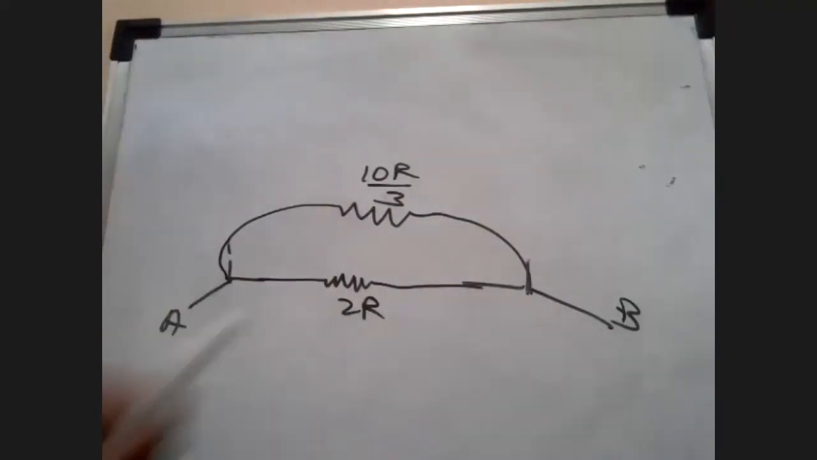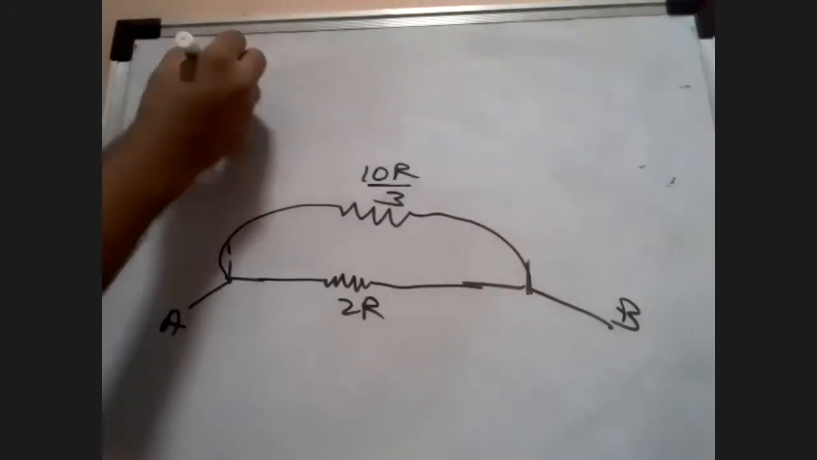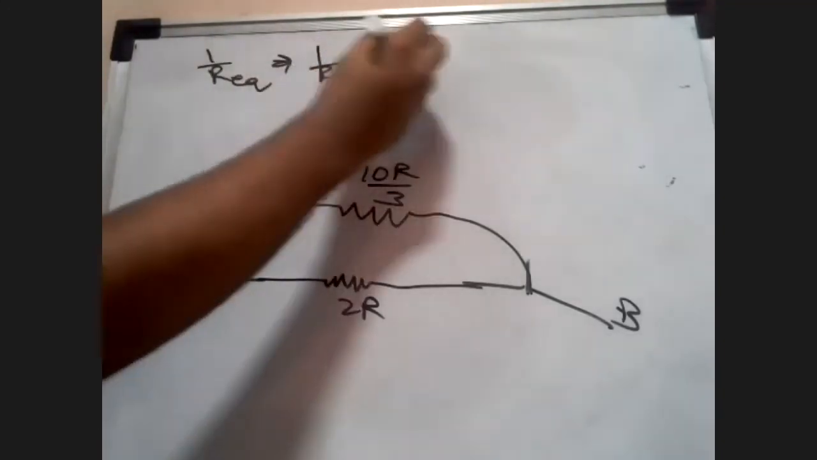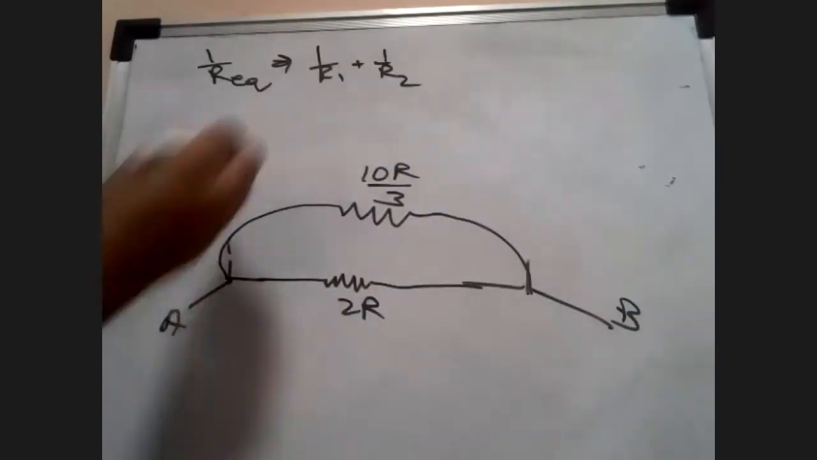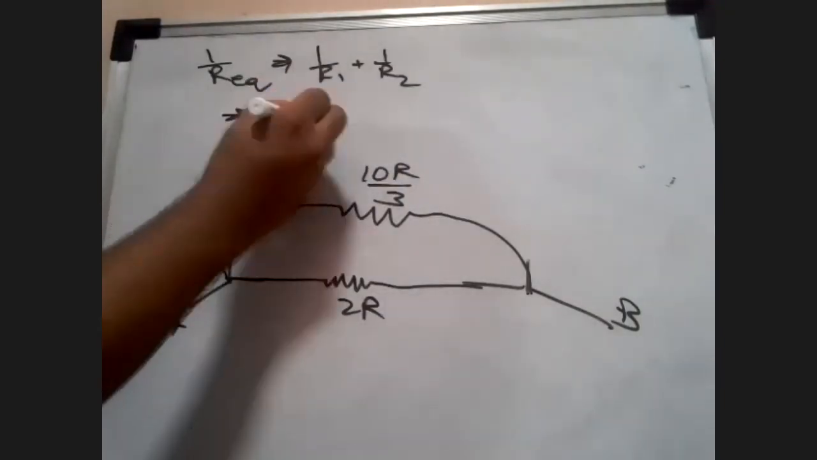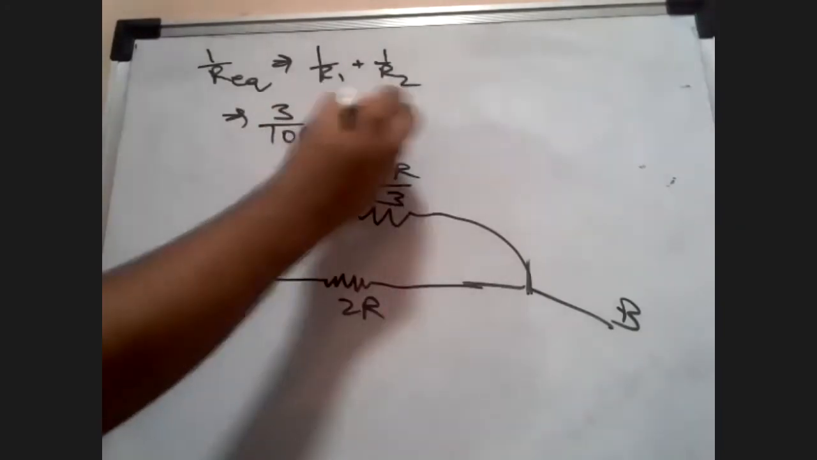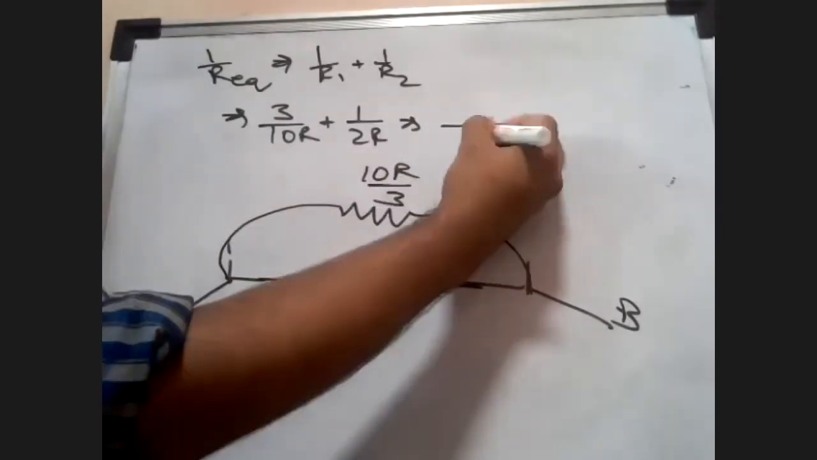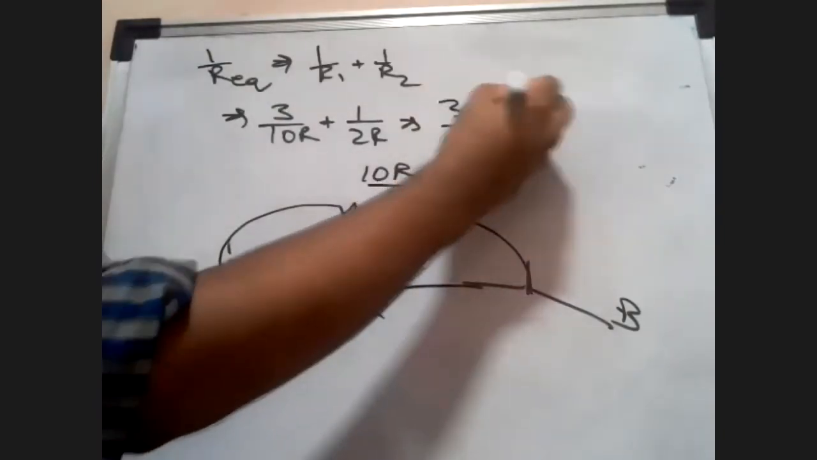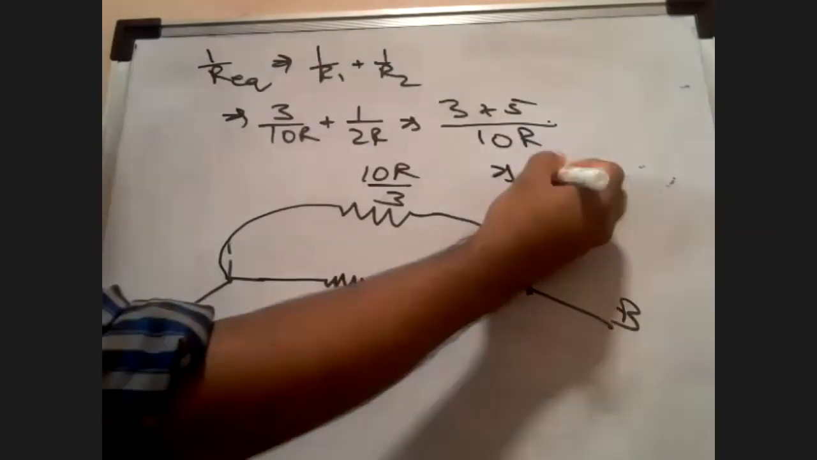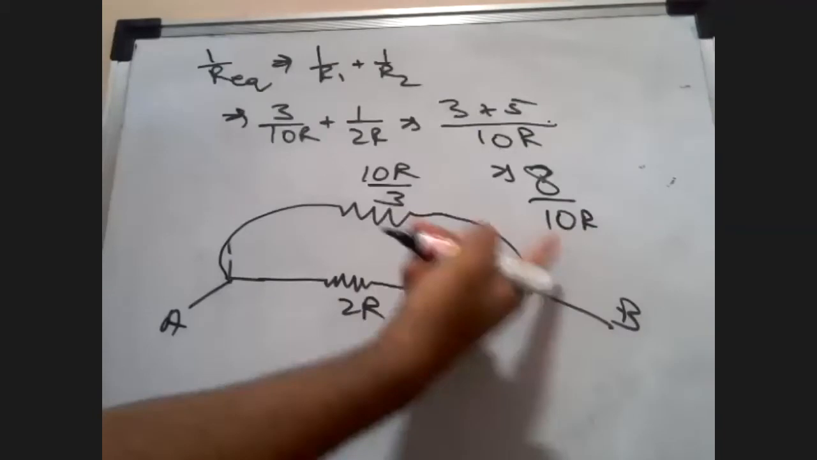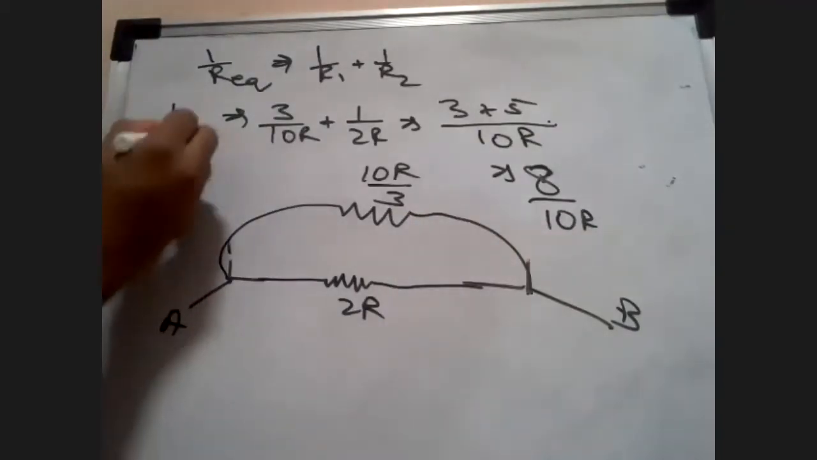So 10R by 3 parallel with 2R. How much? You can apply the formula 1 upon R equivalent, that is 1 upon R1 plus 1 upon R2. Yes or no? So you can take directly reciprocals, that is 3 by 10R plus 1 by 2R. Take the LCM. What will you get? 8 by 10R, that is 1 upon R equivalent.